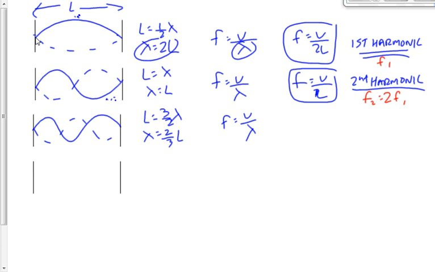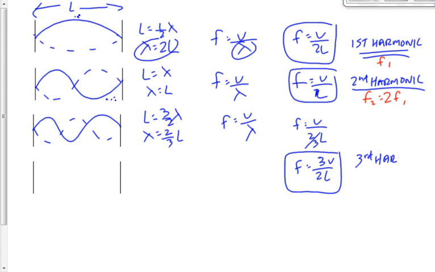Well, the third one down here, F is equal to V over lambda again. F is equal to V over 2/3 L. We can simplify that a little bit and say 3V over 2L, which you can see mathematically is 3 times the value of the first one. Therefore, we're going to call it the third harmonic. And we can make this look simpler by saying F3 is equal to 3 times F1. And F4 would be 4 times F1, and F5 would be 5 times F1, and F17 would be 17 times F1, and so on, and so on, and so on. Does that make sense?